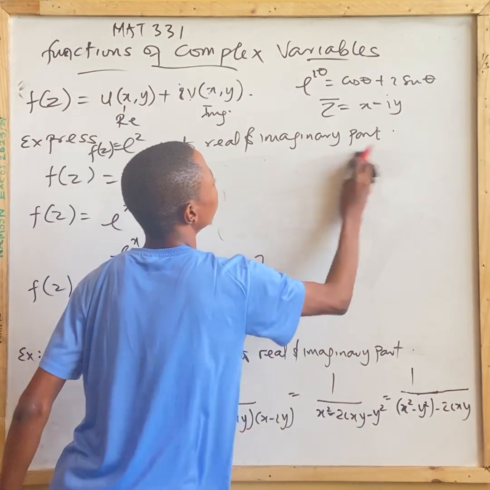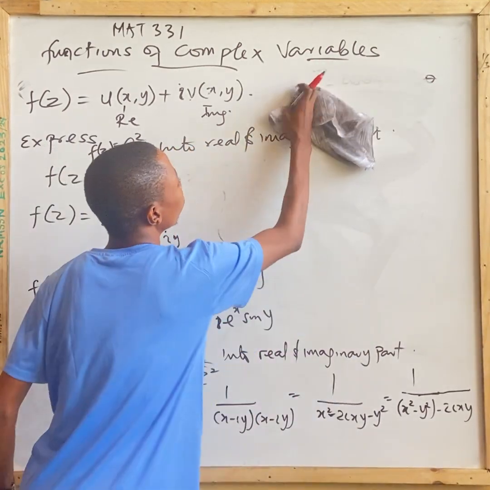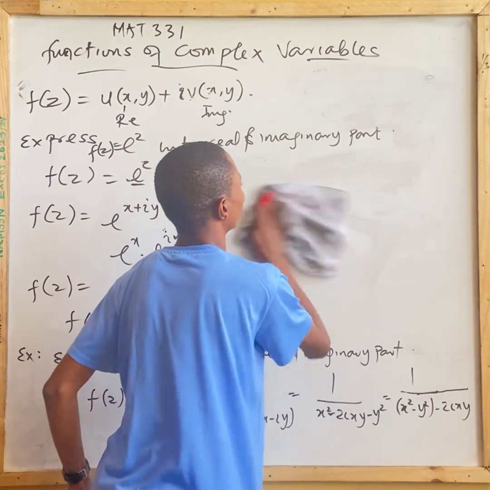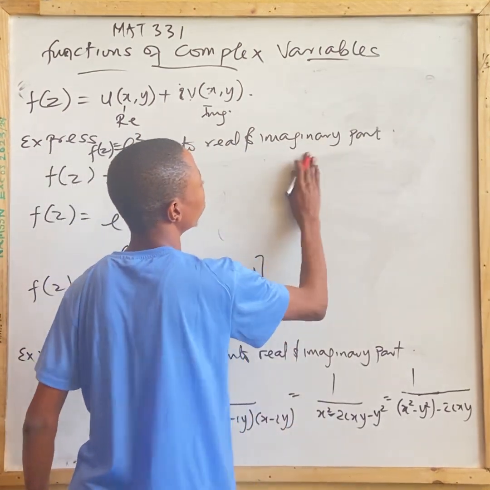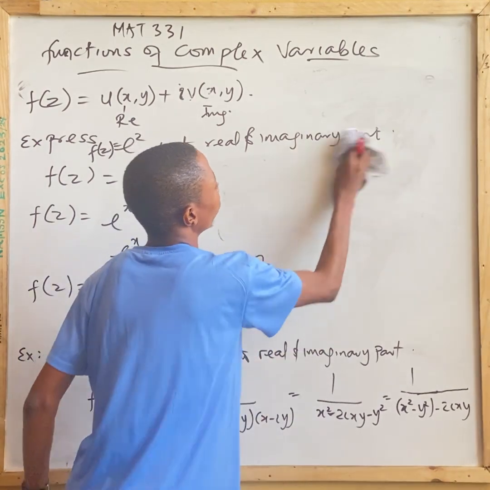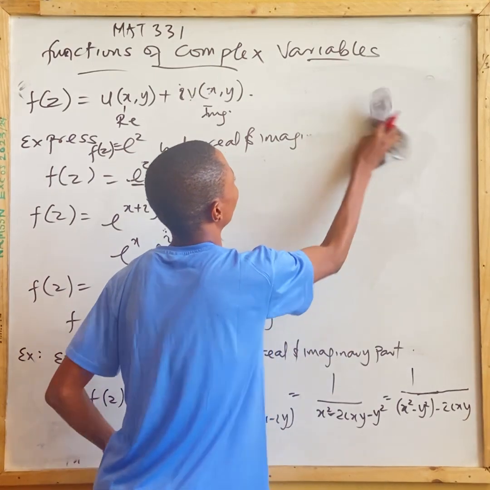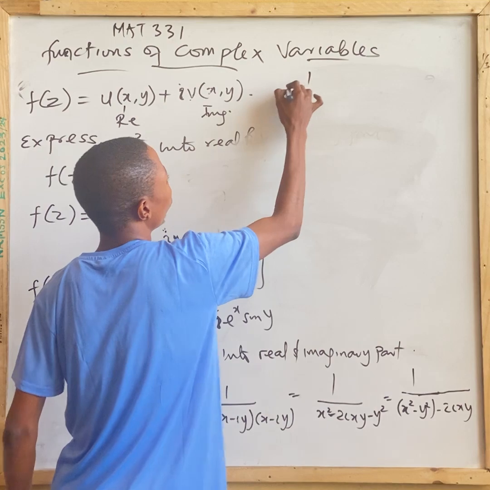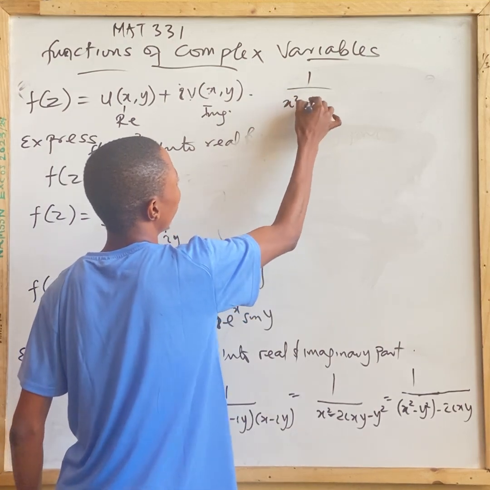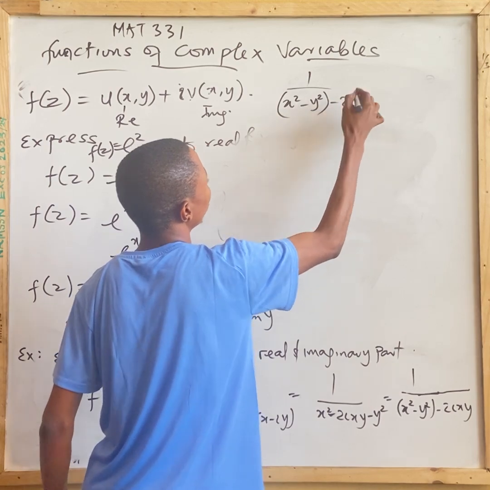So we're having 1 over x squared minus y squared minus 2ixy.